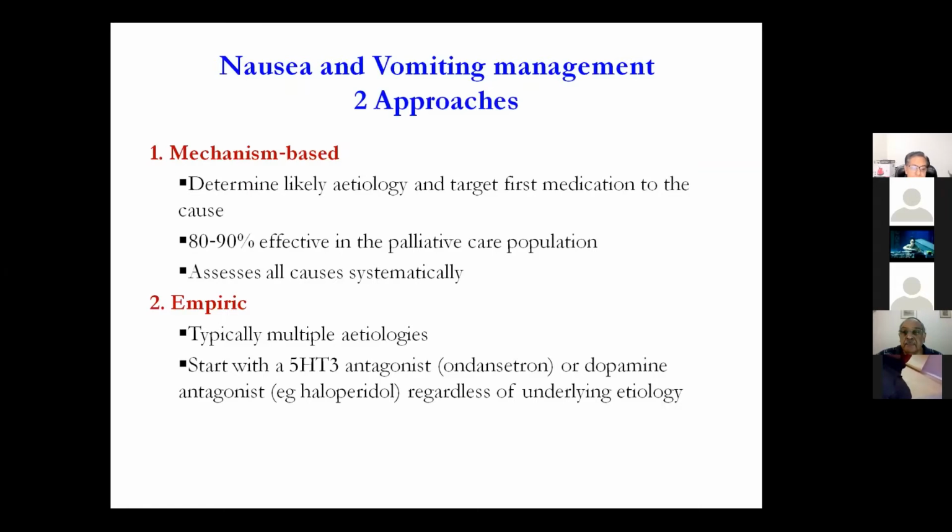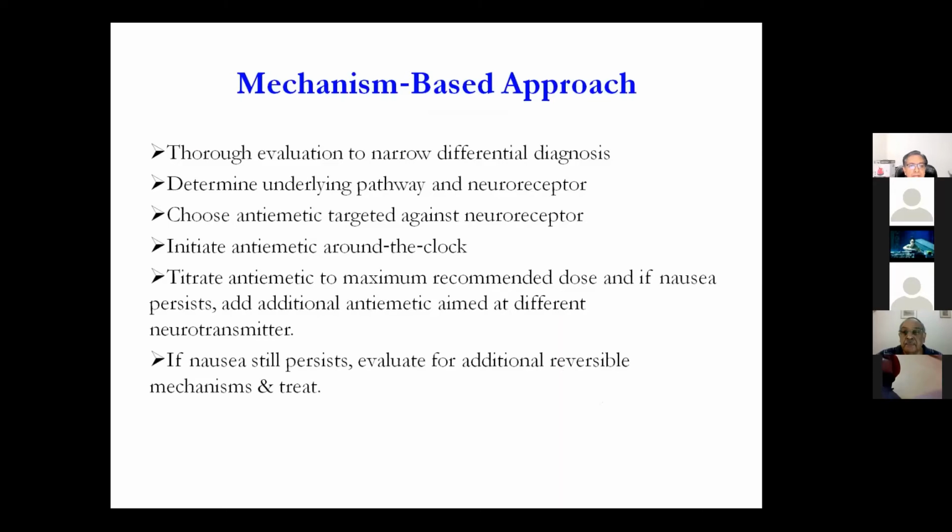In those situations, it could be considered a rescue measure, but the mechanism-based approach remains the acceptable method. When we say the mechanism-based approach, it requires a thorough evaluation to arrive at a differential diagnosis. The differential diagnosis needs to be narrowed down based on the assessment, history, examination, and if required, some amount of imaging. This will help us determine the underlying pathology and the neuroreceptors involved, and this will help us choose a specific drug that will target that neuroreceptor which is responsible for nausea and vomiting.